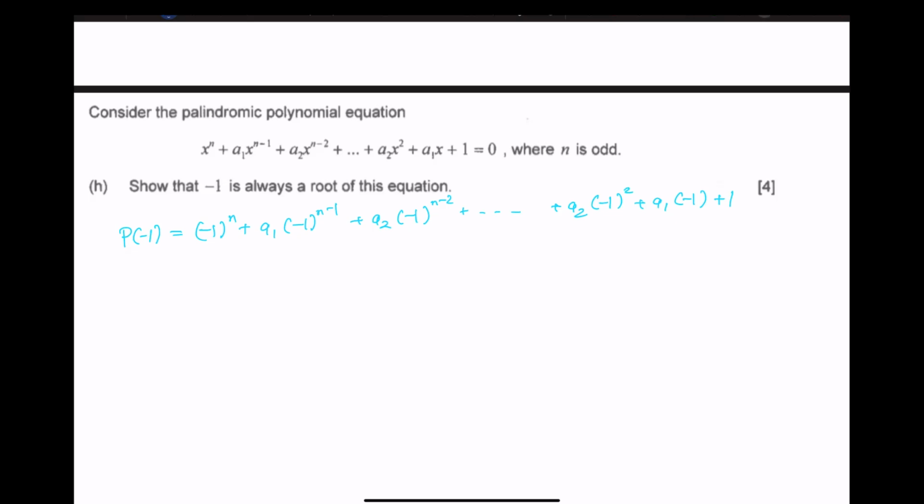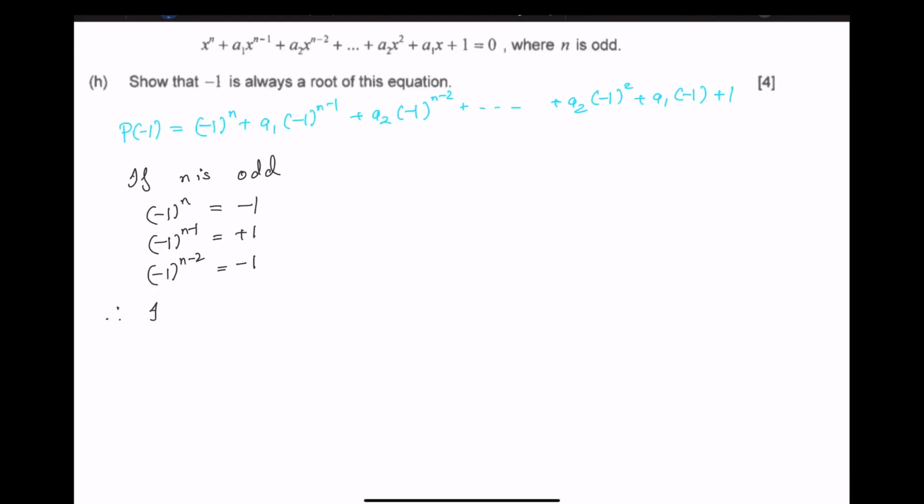Now, if n is odd, then minus 1 to the power n, this will be what? This will be minus 1. Minus 1 to the power n minus 1, this will become an even power. Minus 1 to an even power is plus 1. Yeah. Minus 1 to the power n minus 2, again an odd power, so minus 1. So it is alternating. So one positive, one negative, like this.